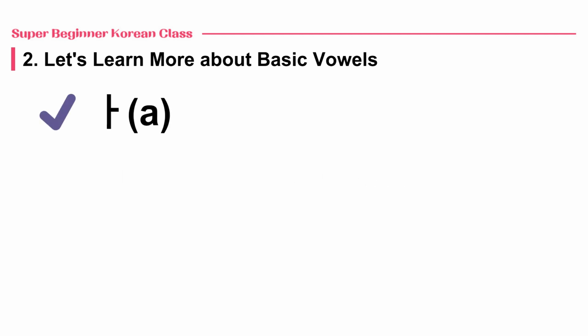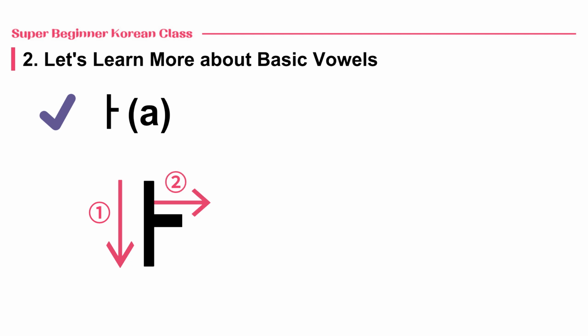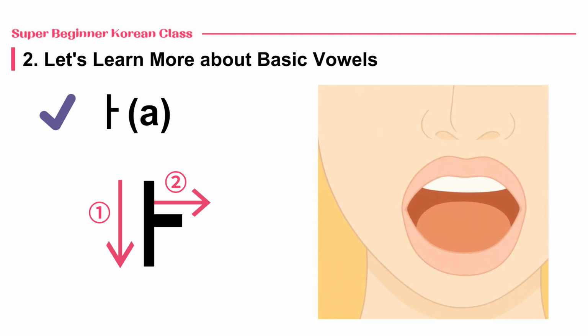A. To write A, draw a vertical line from top to bottom, then a short line from left to right. To pronounce it, open your mouth wide and lower your tongue. Say it with me. A. One more time. A. A.